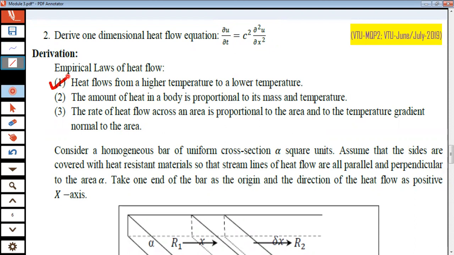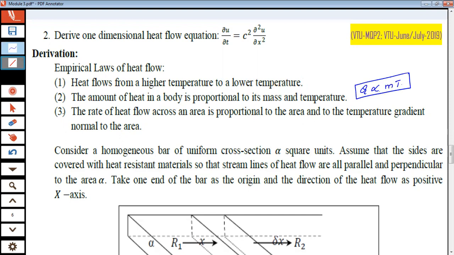The first empirical law says that heat always flows from higher temperature to lower temperature. The second law: the amount of heat stored in a body is proportional to its mass and temperature. The amount or quantity of heat stored in the body is proportional to mass and temperature.